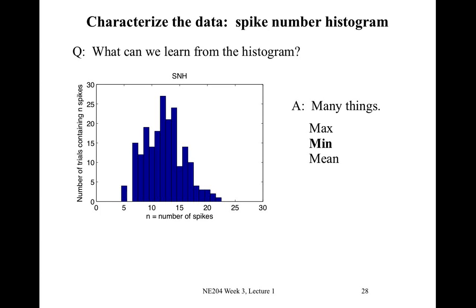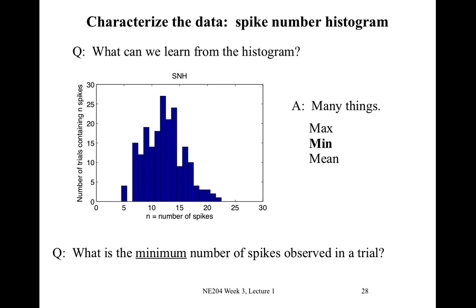What about the minimum number of spikes we observe on any trial? So what is that? Let's look at our histogram. We look at the smallest bin that has some counts in it, the smallest number of spikes that has some counts in it, and that corresponds to 5. And we see in this case, we observe 5 spikes in how many trials? About 4.